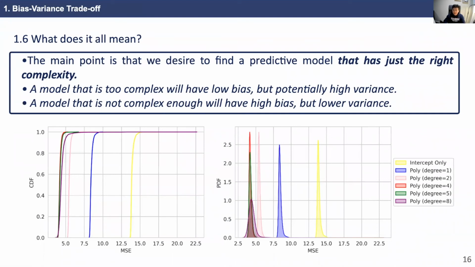The main point of this lecture is that we desire to find a predictive model that has just the right complexity. This will depend on both the true complexity of the data as well as the sample size. A model that is too complex will have low bias, but potentially high variance. And a model that is not complex enough will have high bias, but lower variance. In a real setting, we will only observe one training data, a single curve here, and we'll have to decide the optimal complexity. So here, let me show you the entire distribution of MSE value, one for every simulation.